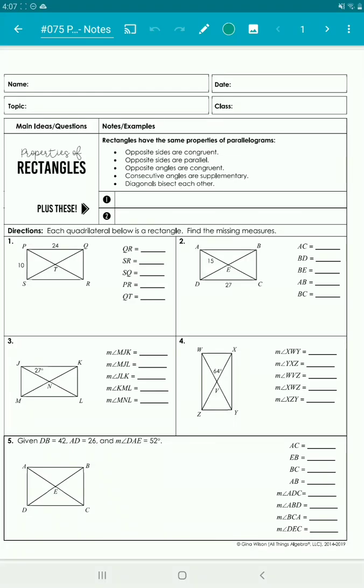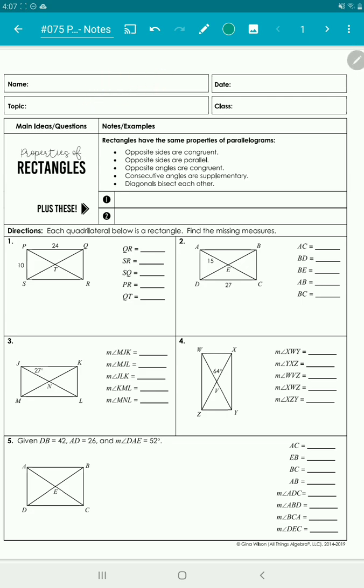Guys, so today we're going to be looking at properties of rectangles. So rectangles have the same properties of parallelograms because they are a parallelogram. So either pair of sides of a rectangle are going to be parallel to one another. So the top and bottom are parallel, and the left and right. Okay, so we have the opposite sides are congruent.